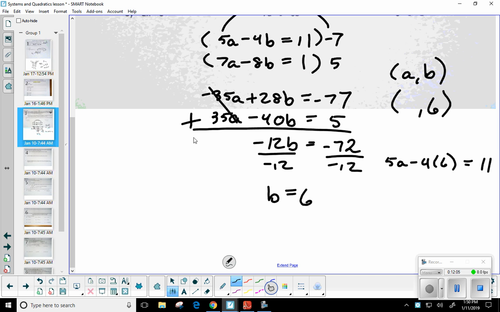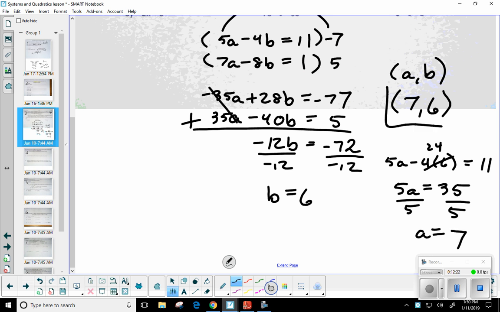Okay, so I don't have to write this again. 4 times 6 is 24. If I add that over, 24 plus 11 is 35. Divide through, so A equals 7. Okay, this is elimination.